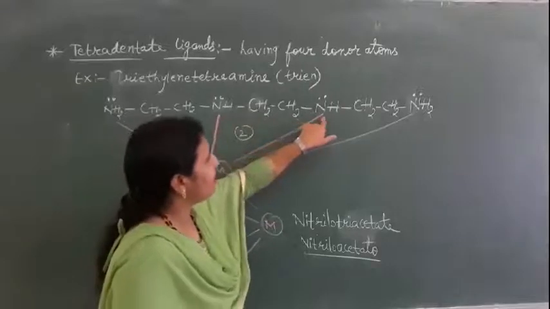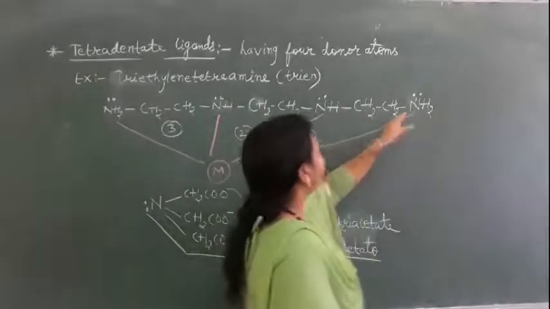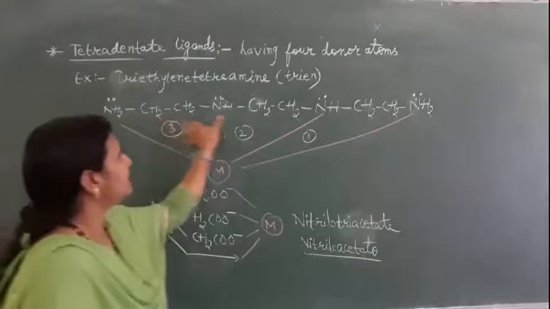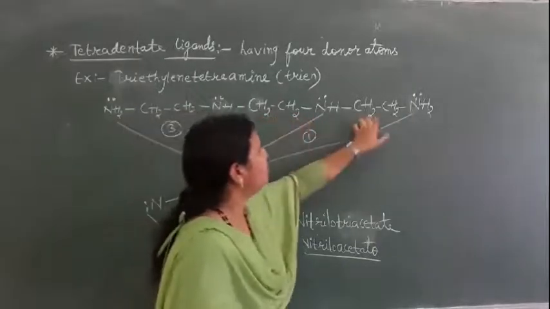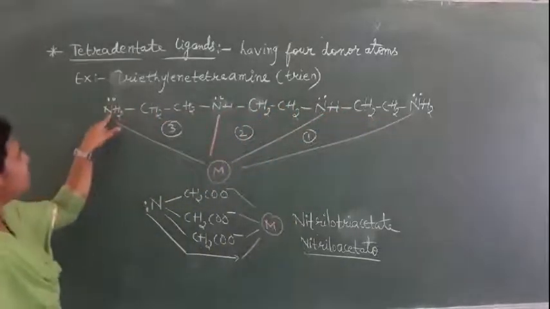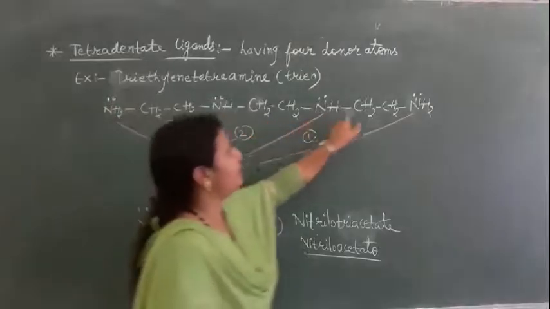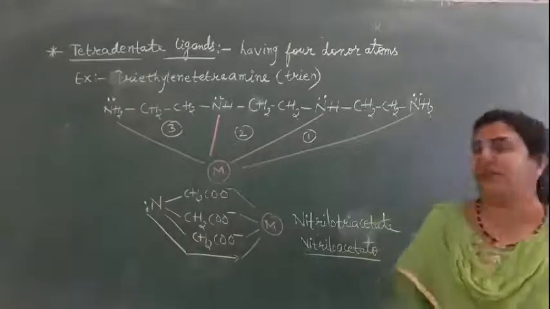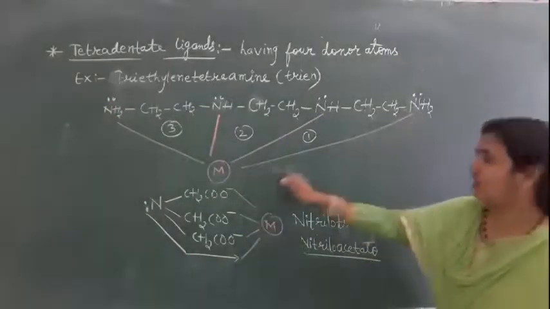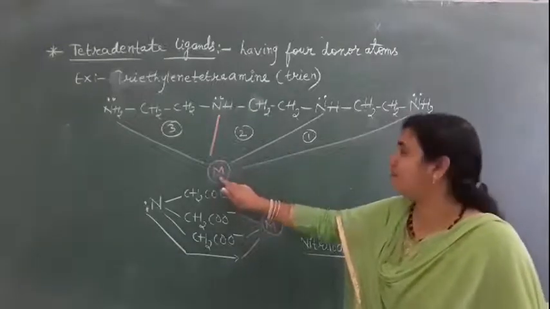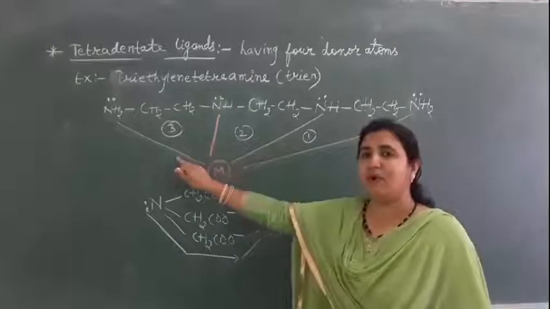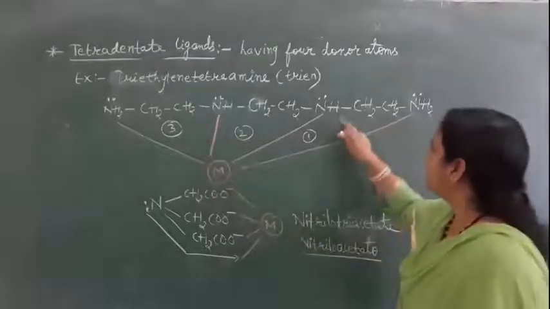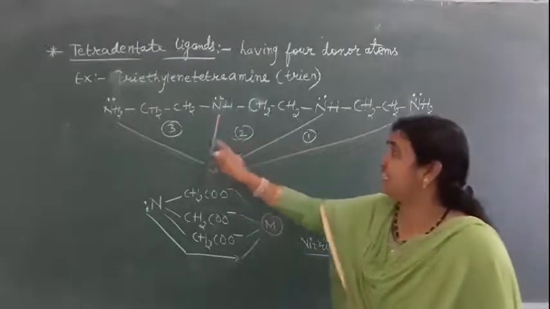Then we have again NH, CH2, CH2, NH2. So triethylene means 3 ethylene make. Okay, 1, 2, 3, 3 ethylene, and just join NH2, NH, NH and NH. So totally here we have 4 nitrogen atoms which donate electrons to the central metal atom and form 4 coordinate bonds. Okay, so here if you see, we are getting 3 rings here.